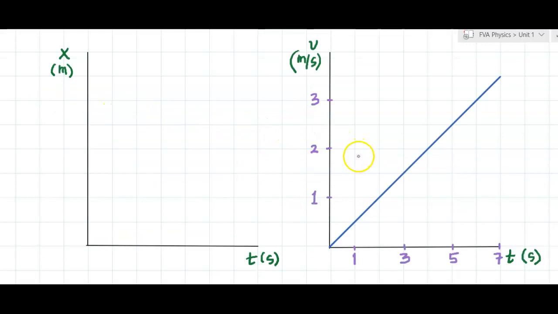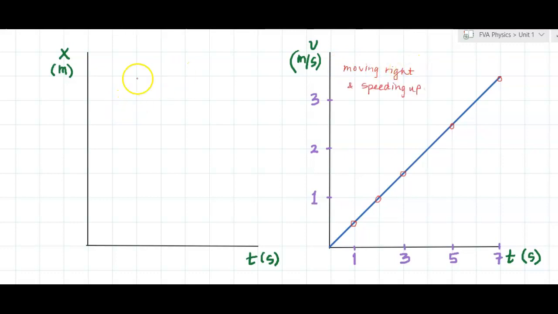Now let's consider another case. This is a velocity time graph, and this velocity graph shows me that every second the velocity is actually greater. The initial velocity was 0, and then at 1 second it was greater than 0. At 2 seconds, again greater. 3 seconds, greater. 5 seconds, greater. 7 seconds, greater. So all the time, this is showing me that the object is moving to the right and speeding up.